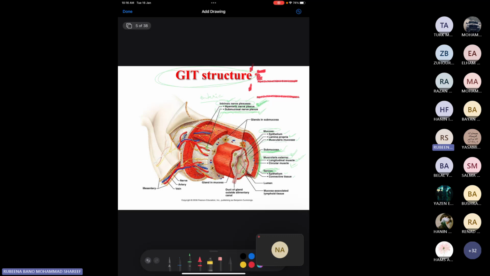Also, you should know the layers of the GI wall in order. If you start from the outside, you should start from serosa, muscle layer, submucosa, and mucosa. And if you are starting from inside out, then you start from mucosa, submucosa, muscle layer, and then the serosa.